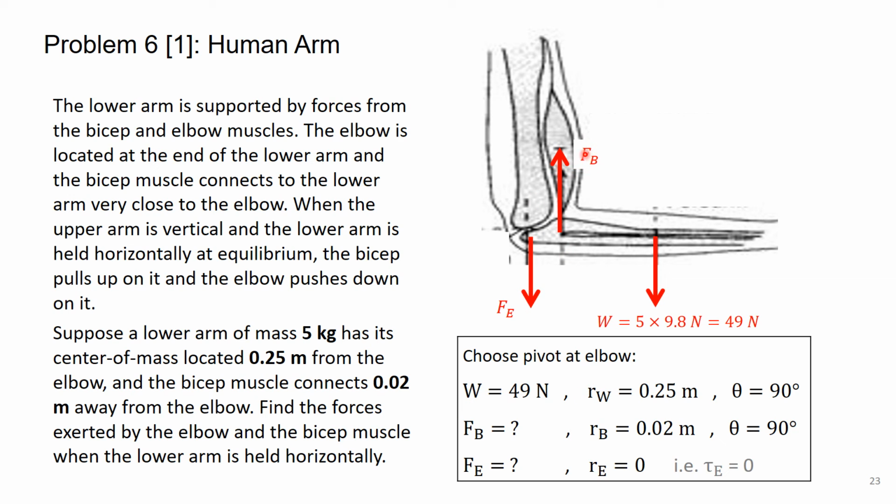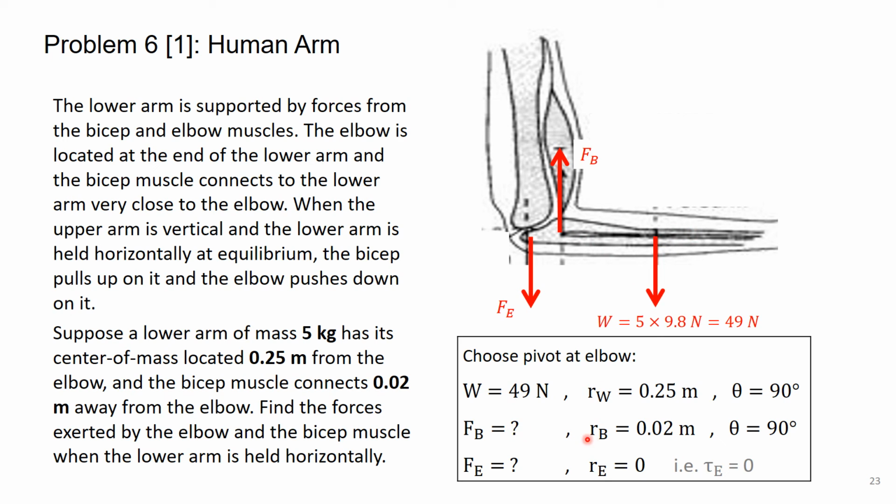Let's calculate FB. So if you want to calculate FB, you want to eliminate FE. So choose the pivot at the elbow. So the FE has its contribution eliminated. So choosing the pivot at the elbow, these are what you know. That the weight is 49 newtons, its R value is 0.25 meters, already given in the question. And the angle must be 90 degrees because the arm is horizontal, the weight is vertical.